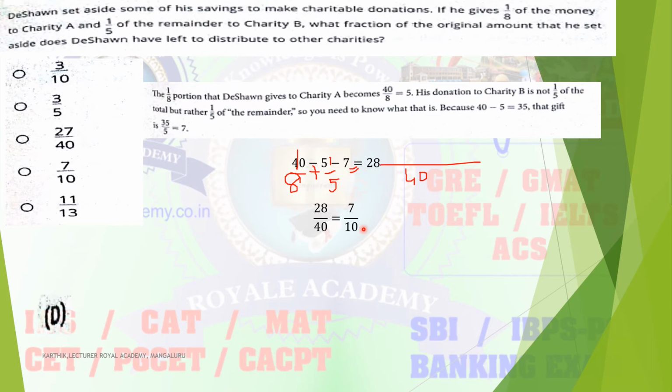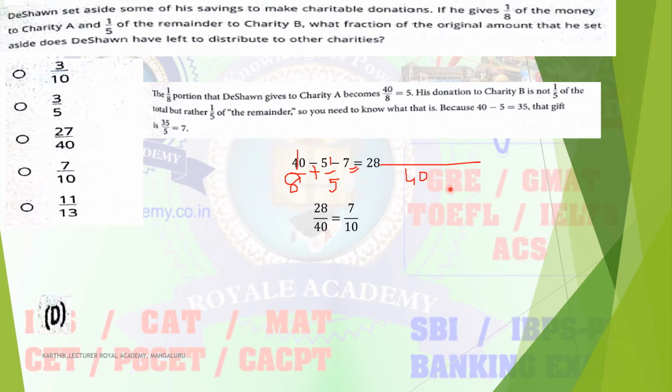So which option is correct? Option D is correct. 7 by 10. So first, 40 rupees he is having. So how did we take 40? That is a common denominator that should be exactly divisible by both numbers, so that we chose 40. So 40 divided by 8.